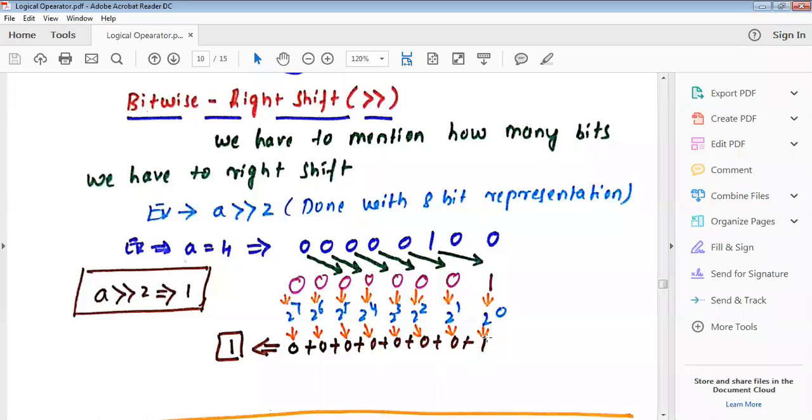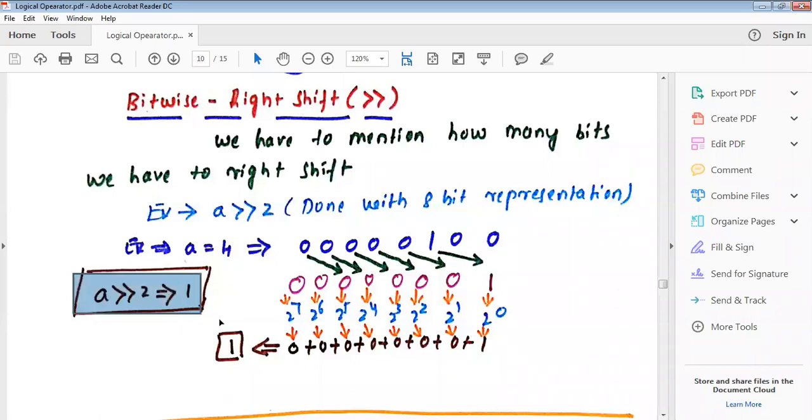So 2 to the power of 0 is 1, 1 into 1 is 1. The remaining are all zeros, so it is not required to calculate again. Obviously the answer will be 0 plus 0 plus 0 and so on. So what is the answer? 1. This 1 is not a binary number, this 1 is a decimal number. So a >> 2 implies our result is equal to 1.